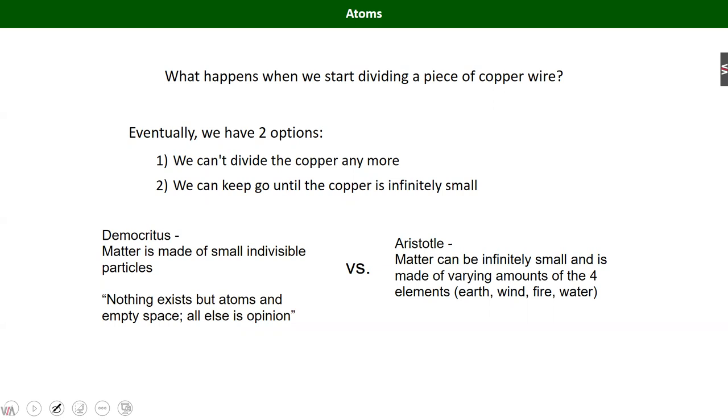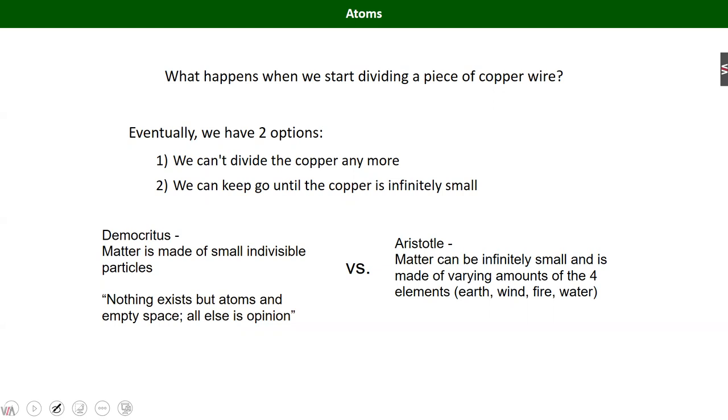So Democritus said that matter is made of small indivisible particles that he called atoms. He's famous for this quote, "Nothing exists but atoms in empty space. Everything else is opinion," which is kind of fun to dissect on its own. Aristotle had the opposite view: matter can be infinitely small, and different amounts of the four primary elements mixed together made all the different types of matter. Everything was made out of earth, wind, fire, and water, in varying amounts.